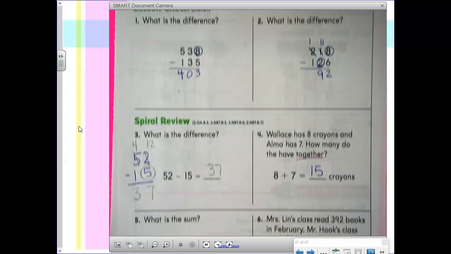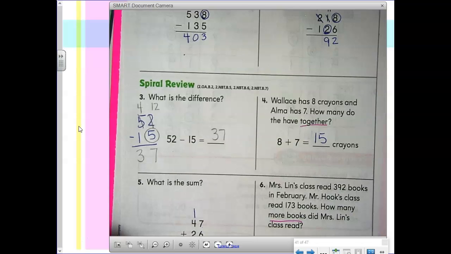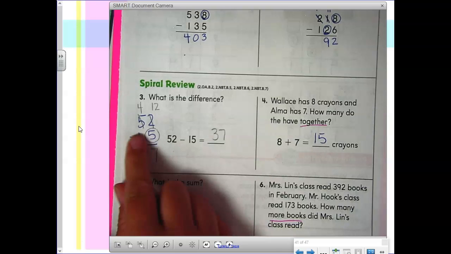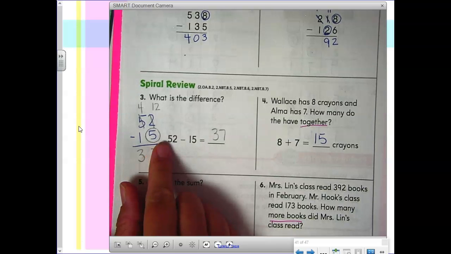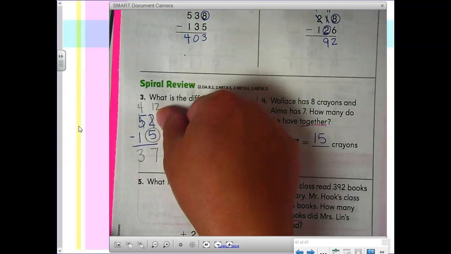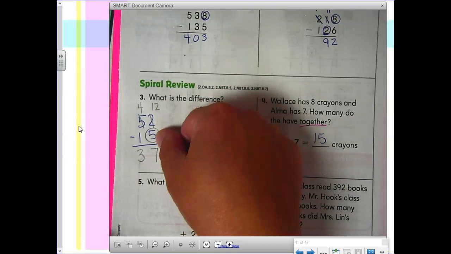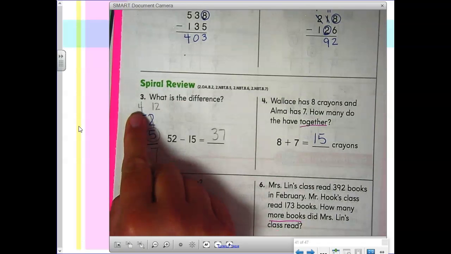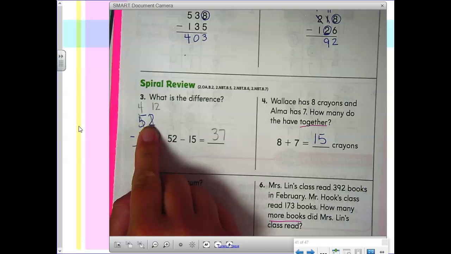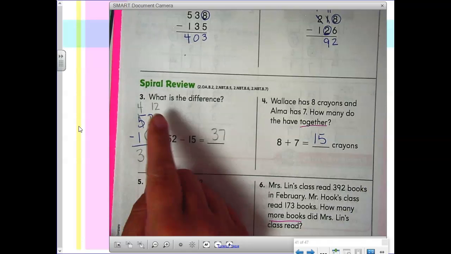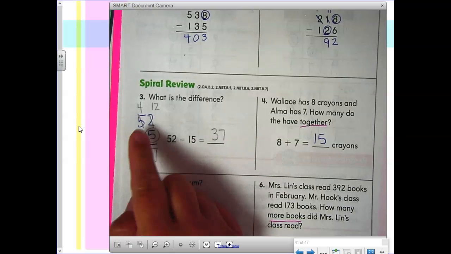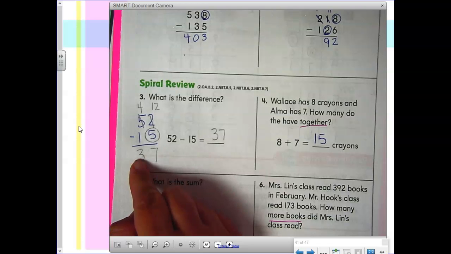All right, spiral review. So this is review. 52 minus 15. We cannot write it horizontal or side to side. I have to line it up. 52 minus 15. Start on the right. 2 minus 5. We can't do it because I have more on the floor. So I have to go next door and grab 10 more. So I change my 5 to a 4 and add 10 to my 2. 2 plus 10 is 12. 12 minus 5 is 7. 4 minus 1 is 3. 37.